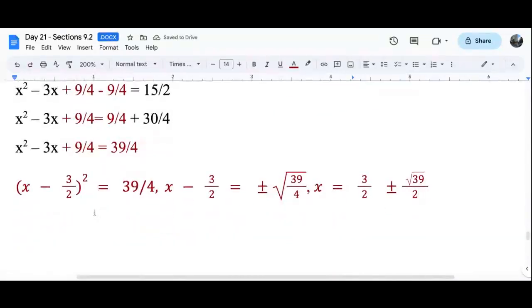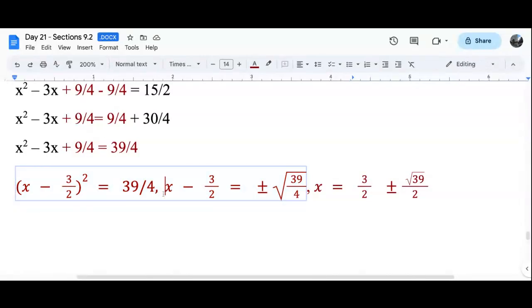Right? So we square root. Now we square root, right? So we write this one squared with this. Then we square root, we get this. Square root the other side, we get plus minus 2 values. Then we move negative 3 over 2 to the other side. So x equals 2 values. One is 3 plus square root of 39 over 2. The other one is 3 over 2 minus square root of 39 over 2.